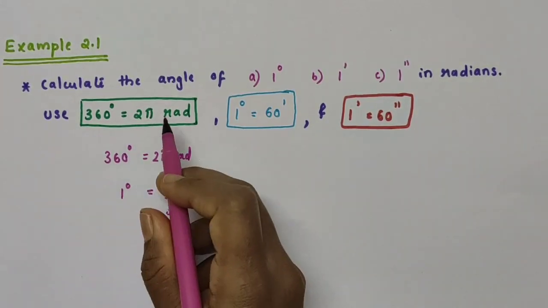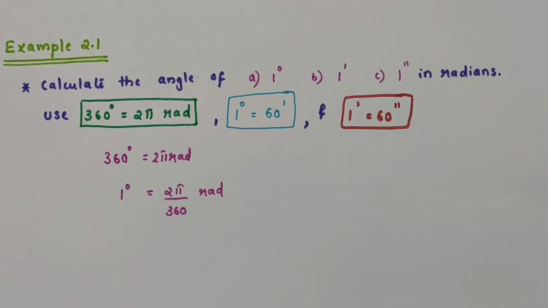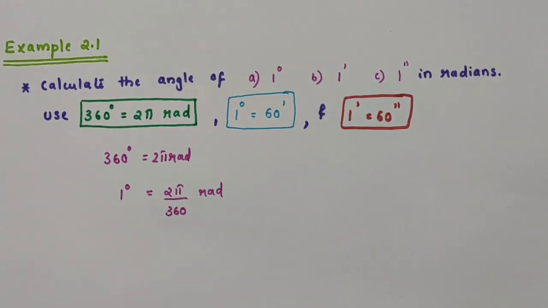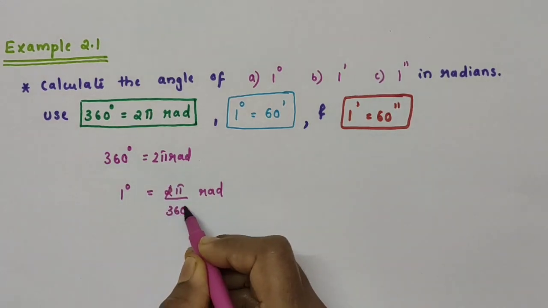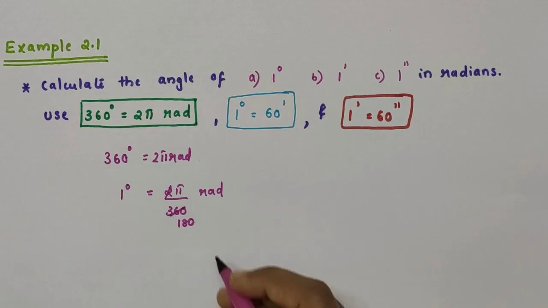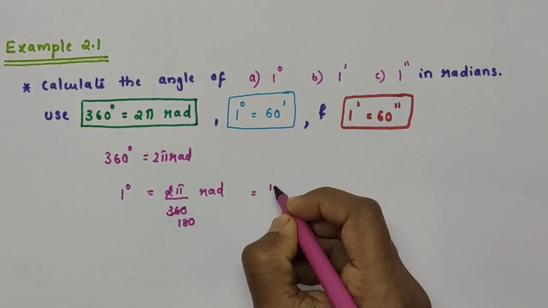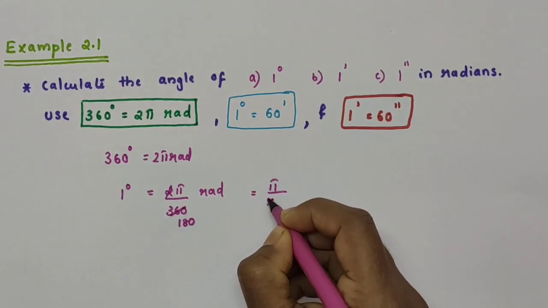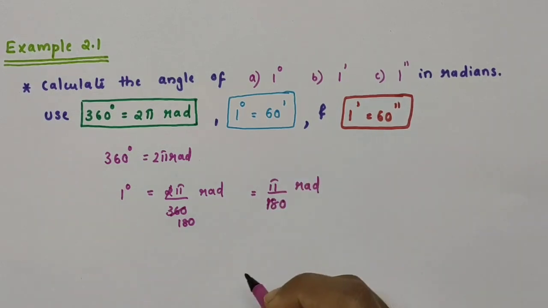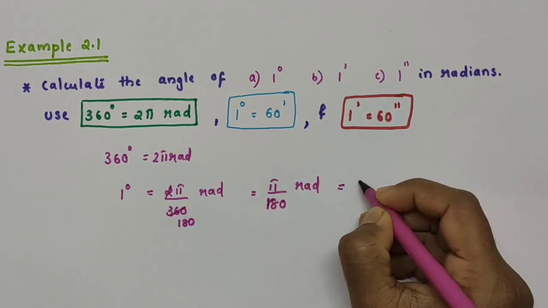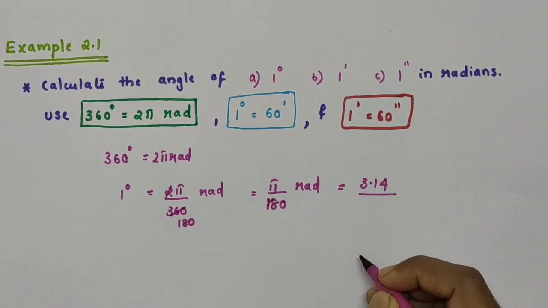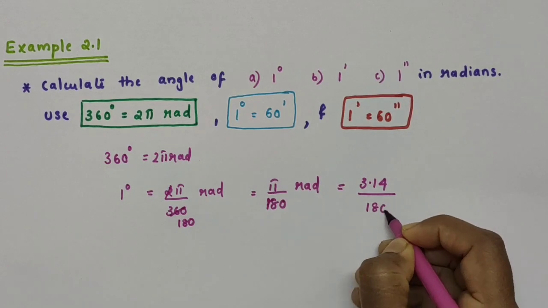Since 360 degree is equal to 2 pi radian, we can write 1 degree is equal to 2 pi by 360 radian. Now this 360 can be cancelled, so here we will have 180. So 1 degree is equal to pi by 180 radian. Now what is the value of pi? Pi is equal to 3.14 or 22 by 7, divided by 180.